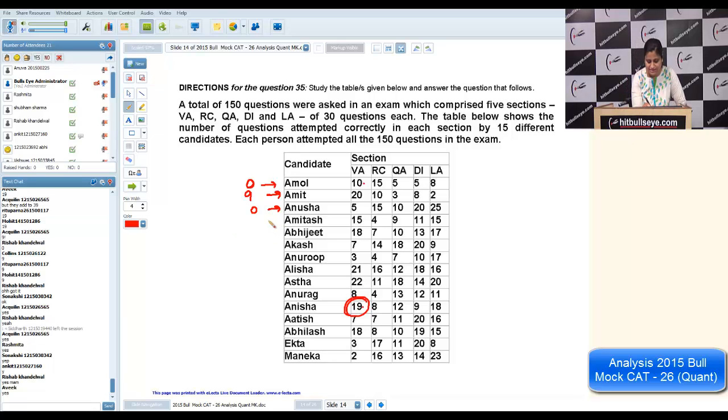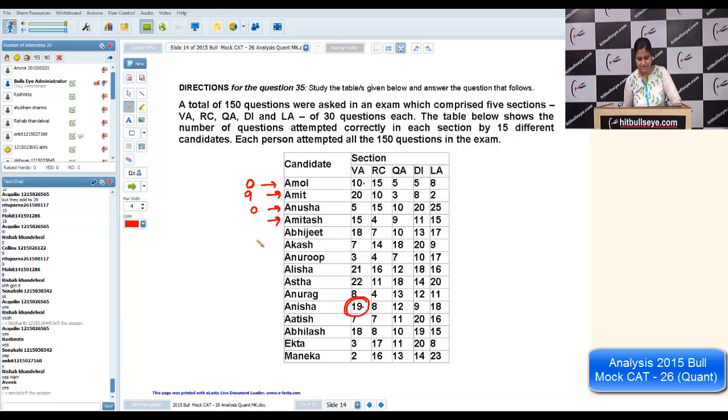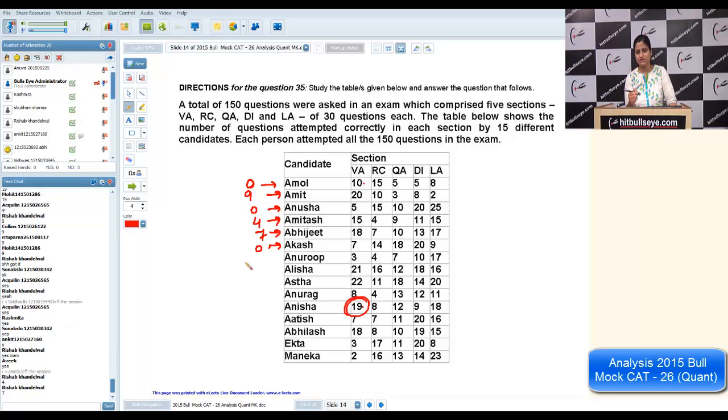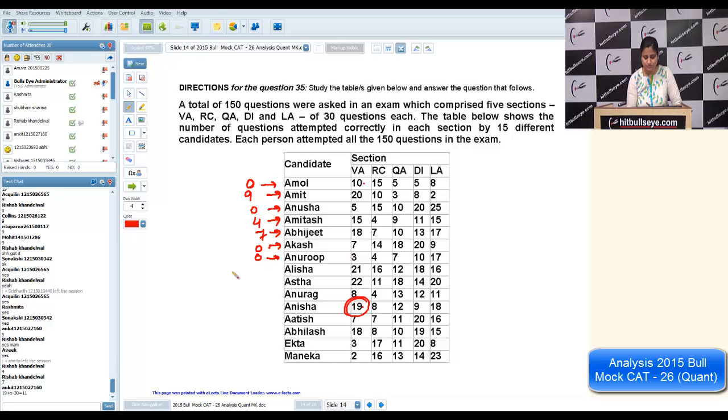For Amitash, it will become 19 plus 15 is 34, so 4. For Akash, Abhijit, I have skipped. What is 18 plus 19? That is 37, so 7. For Akash, it will be 0. Whenever I'm getting an addition less than 30, I'm putting a 0. If I'm getting 31, I'm putting 1. If I'm getting 32, I'm putting 2. So for Anurup, it will be 0.